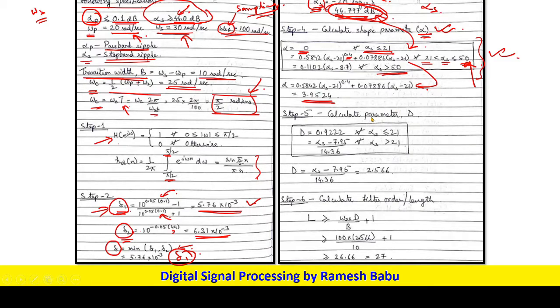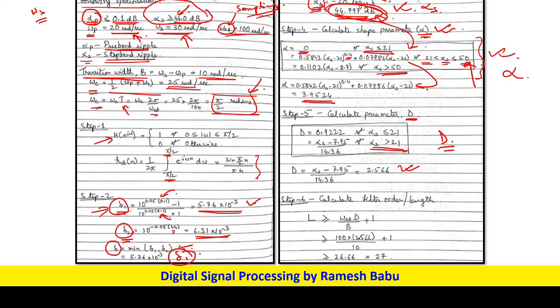Now once you have calculated the shape parameter, we have to calculate the parameter d. This parameter d is equal to 0.9222 for alpha s less than or equal to 21, and (alpha s minus 7.95) divided by 14.36 for alpha s greater than 21. In our case alpha s is greater than 21, so we calculate d as (alpha s minus 7.95) divided by 14.36, which is equal to 2.566. So we have calculated the d parameter and the shape parameter alpha.